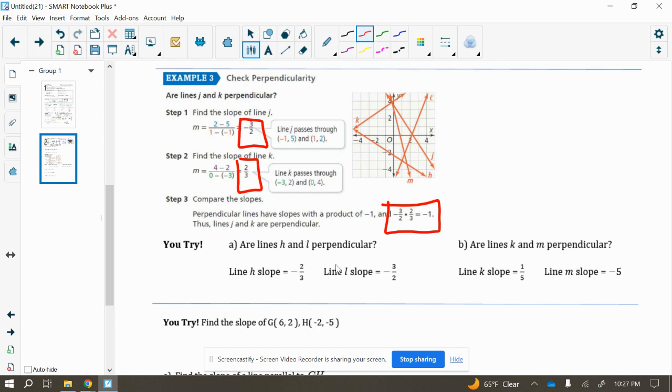So down below, we should look at these to analyze H and L. They're telling us H has a slope of -2/3. Line L has a slope of -3 halves. Would these be opposite reciprocals? Are they perpendicular? Same idea for lines K and M. They're giving you K as a slope of 1/5, M as a slope of -5. Would these be an example of opposite reciprocals?